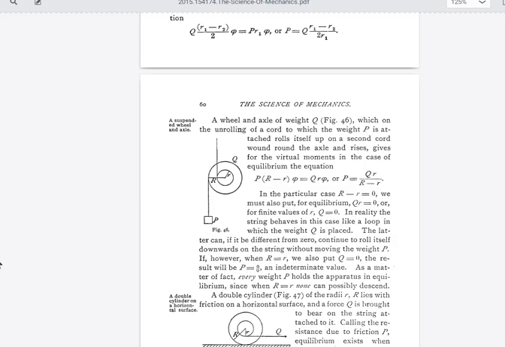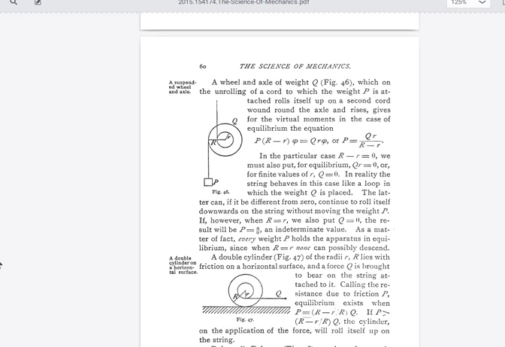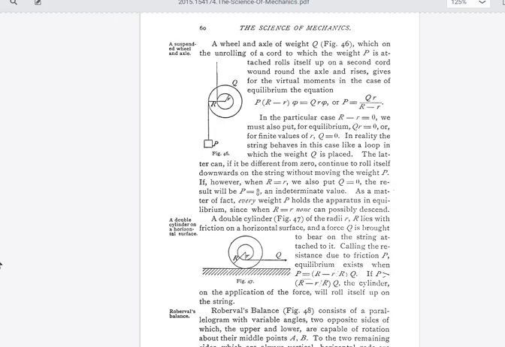In reality, the string behaves in this case like a loop in which the weight Q is placed. The latter can, if it be different from 0, continue to roll itself downwards on the string without moving the weight P. If, however, when R equals r, we also put Q equal to 0, the result will be P equals 0, an indeterminate value. As a matter of fact, every weight P holds the apparatus in equilibrium, since when R equals r, none can possibly descend.